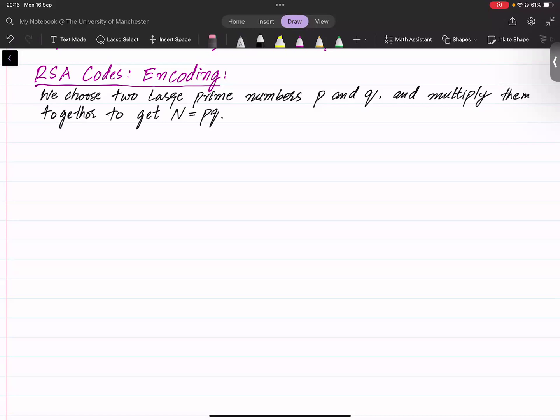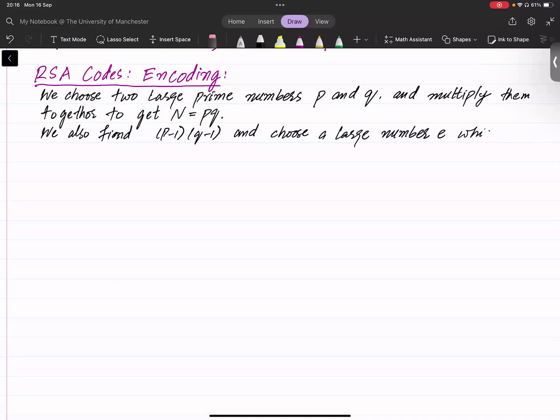We also find P minus 1 into Q minus 1, and choose a large number E, which is coprime to the product of P minus 1 and Q minus 1.